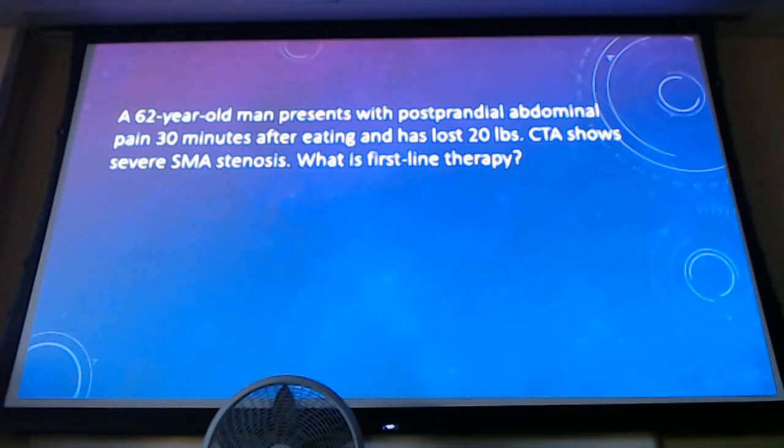Okay. All right, 62-year-old man presents with postprandial abdominal pain 30 minutes after eating. He's lost 20 pounds. CTA shows severe SMA stenosis. What's the first line therapy? How are we going to treat this? What is this? Cancer?